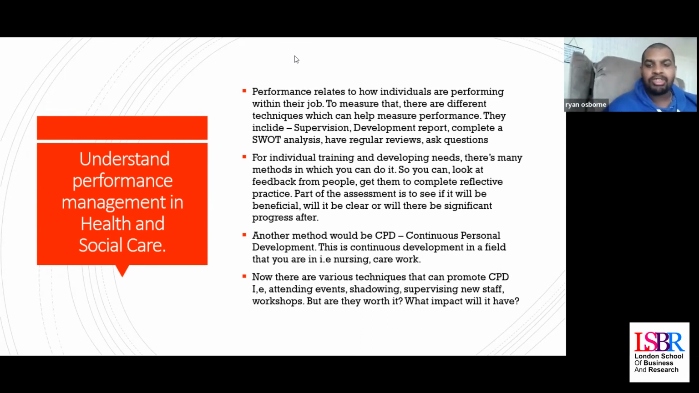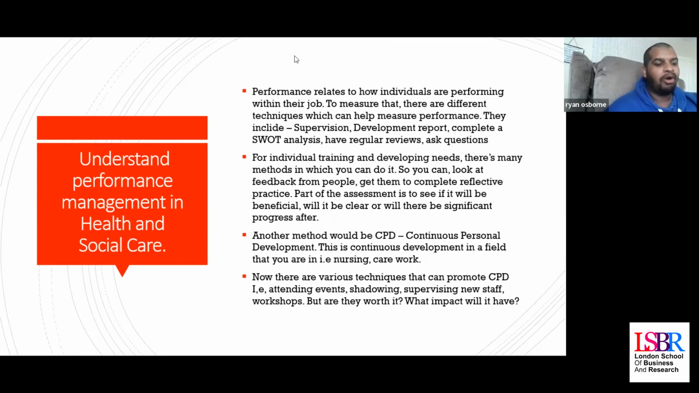So are there any courses that you can attend? Are there any courses that you can do? Are there any people that you can work with in your job that can help you develop within your role? Or is there anything that you can do to help with your CPD?